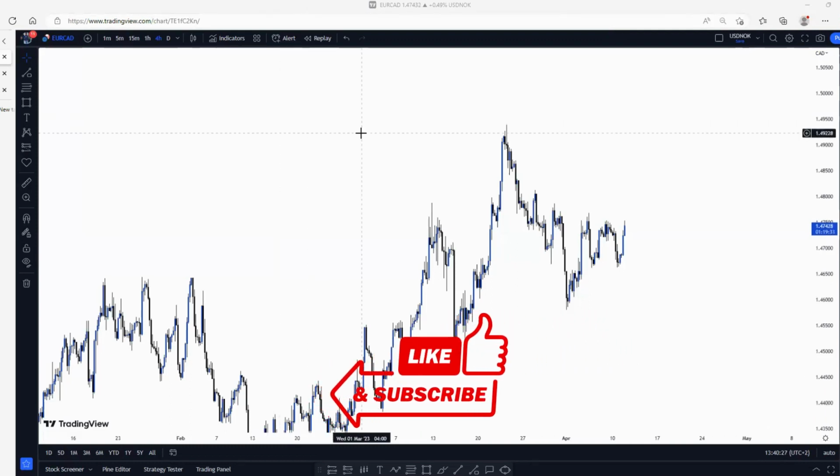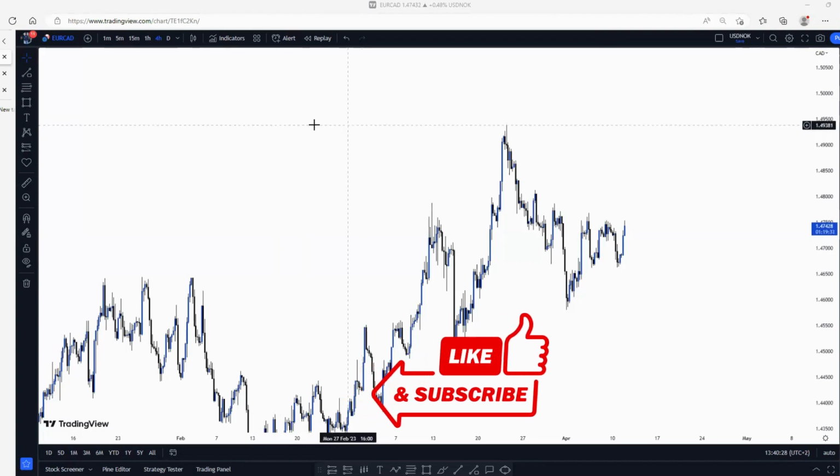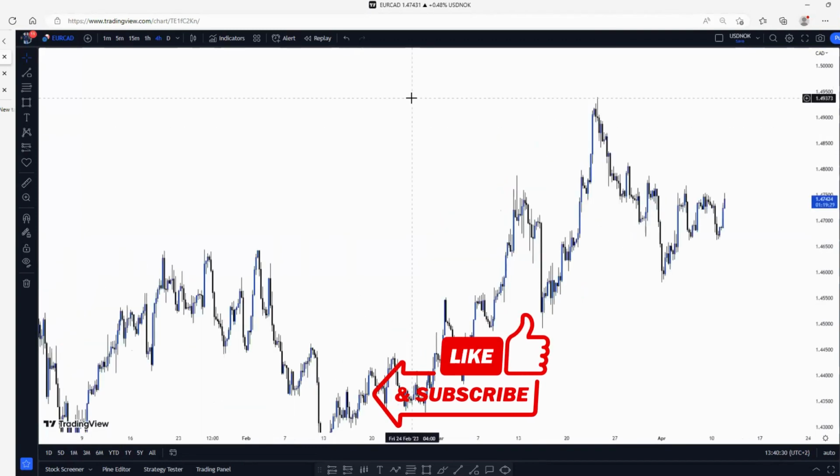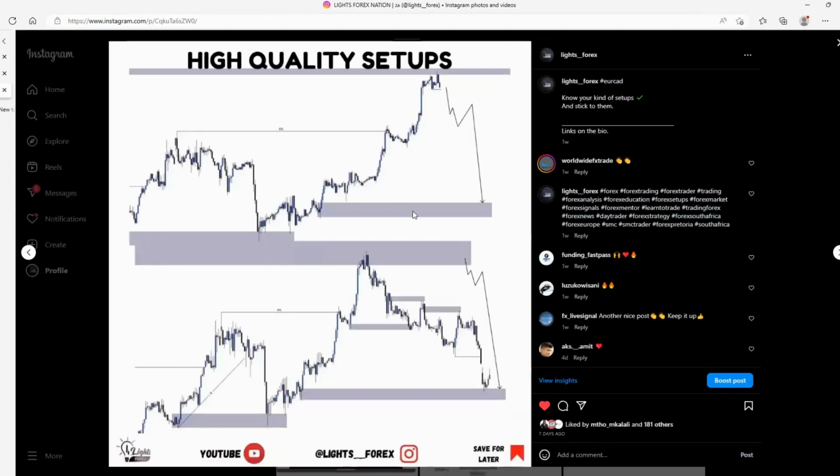Okay, so in this video I'll just be going through this trade here. Yes, this one. Okay, so this was Eurocad. I shared it on the mentorship group. If I do find the MT4, the MT5 screenshot, I'll also put it in, but I've been looking for it.